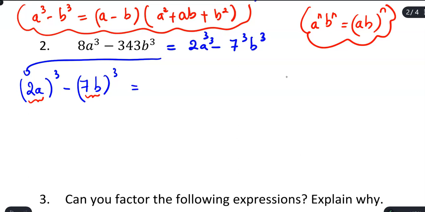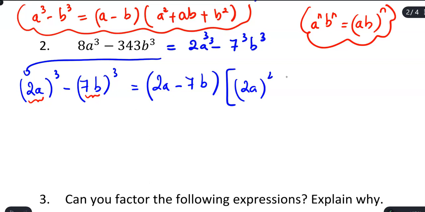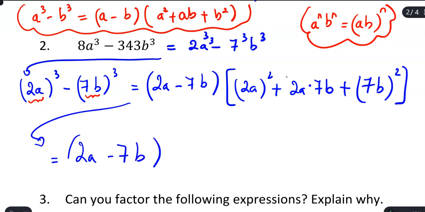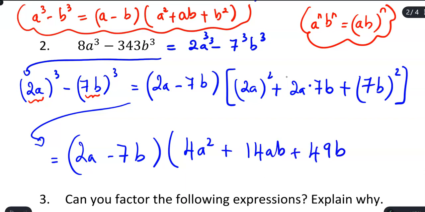So I will have (2a − 7b), and in this bracket I will write (2a)² + (2a)(7b) + (7b)². Then my final answer should be (2a − 7b)(4a² + 14ab + 49b²) as the final result.